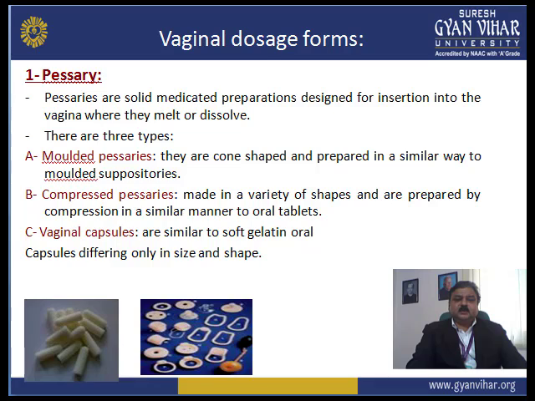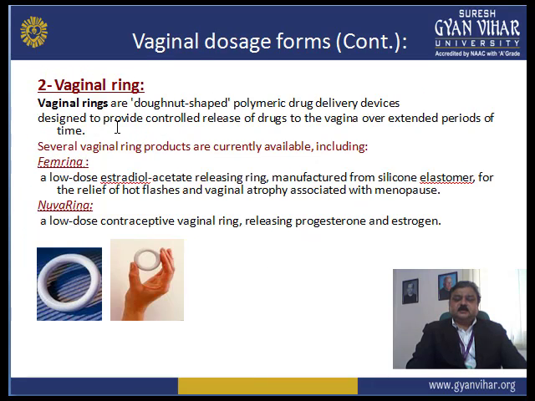So vaginal rings. These are donut-shaped polymeric drug delivery devices. They are designed to provide controlled release of the drug to the vagina over an extended period of time. Several vaginal ring products are currently available, including Femring. This is a low-dose estradiol acetate releasing ring. It is manufactured from silicone elastomers for the relief of hot flashes and vaginal atrophy associated with menopause.